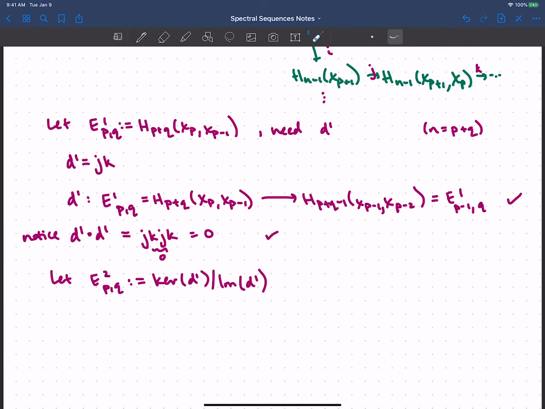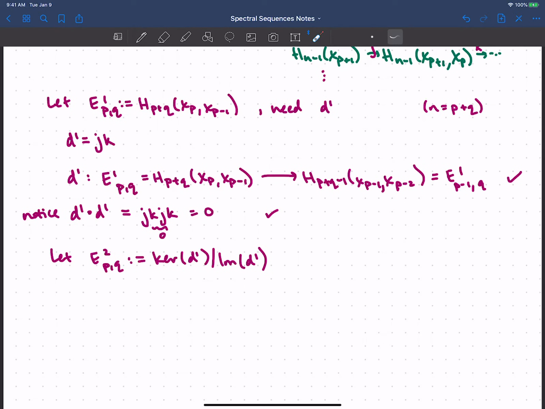Okay, so now I want to define D2, right? So how am I going to get D2? Well, maybe let me first, I'm trying to decide whether I should first point or I should first write it down. Maybe I'll try to go back and forth. I hope this doesn't make you too dizzy. So let me say if D1 of something is 0, what does that mean? Well, D1 by definition was J after K. So J after K of A is 0.